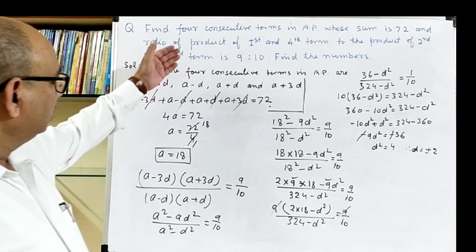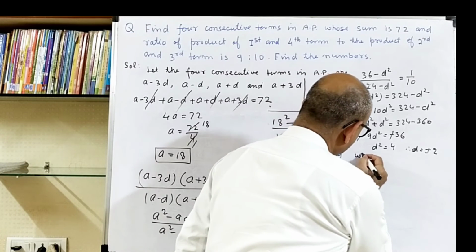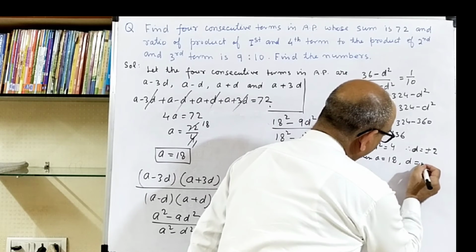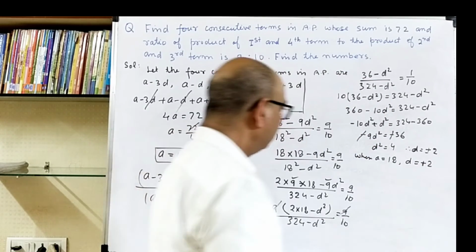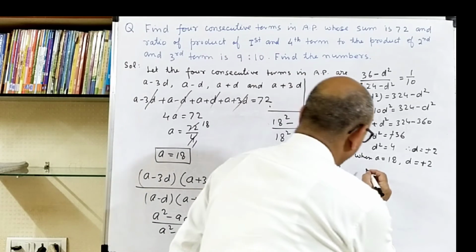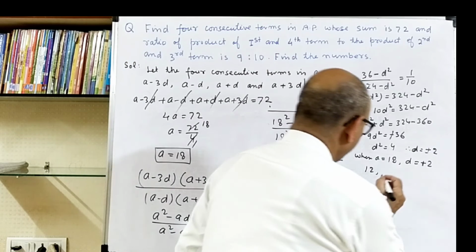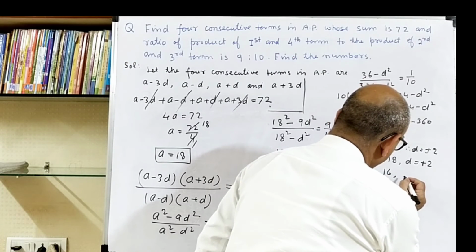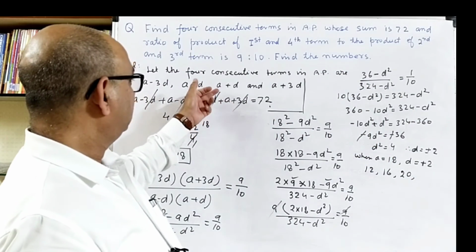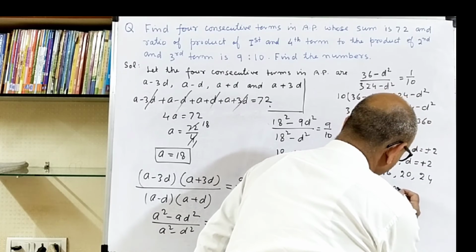Now let's find out the numbers. When a equal to 18 and d equal to plus 2. 18 minus 3d, 3 into 2, 6. 18 minus 6 is 12. Next number is a minus d. 18 minus 2 is 16. 18 plus 2 is 22. And a plus 3d, 18 plus 6 is 24.